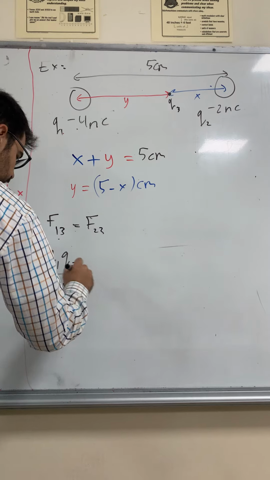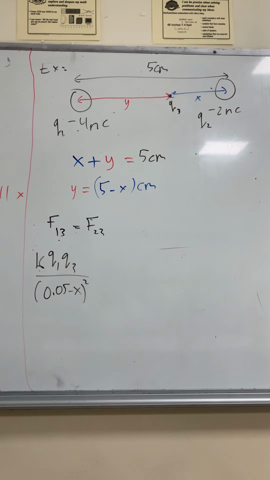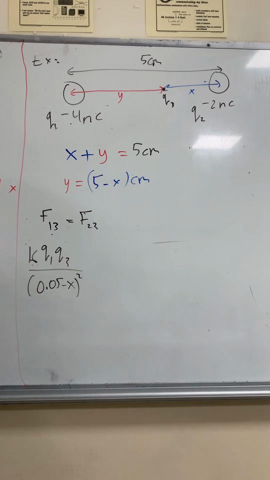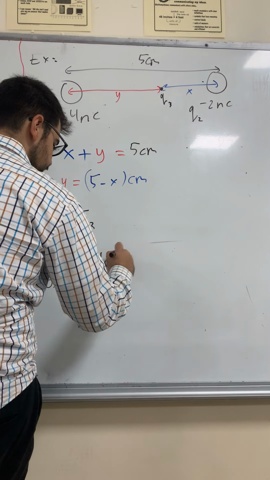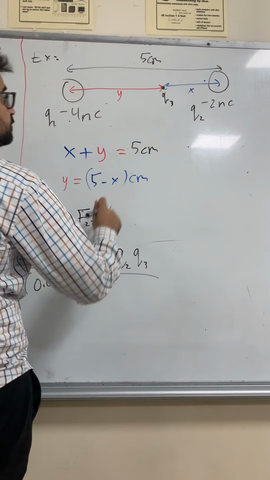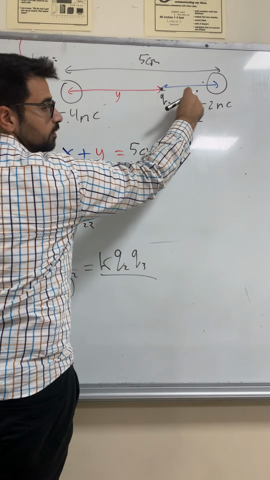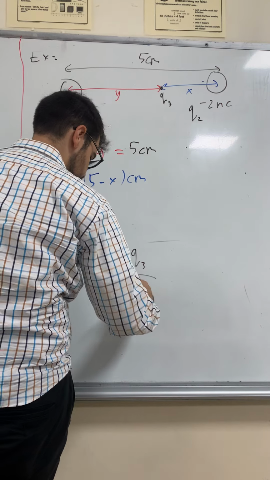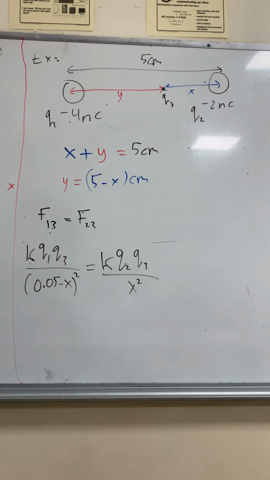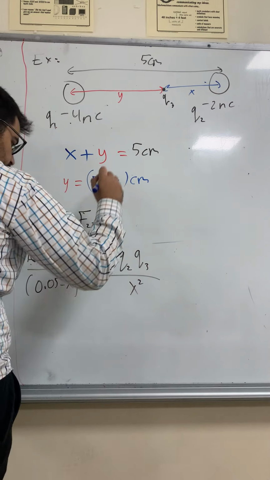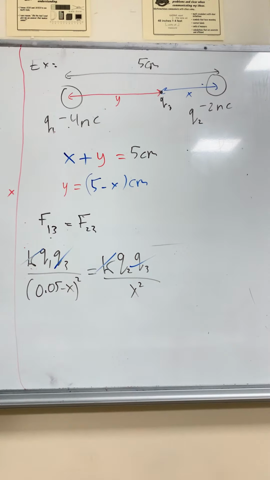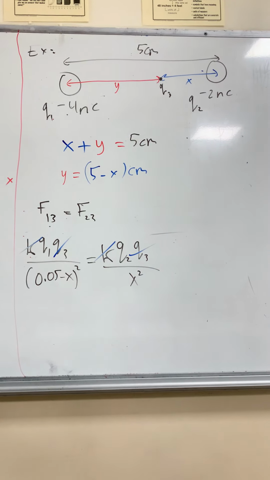Y squared. Coulomb's law, K Q1 Q3 over distance between them squared, is equal to K Q2 Q3 over what's the distance between 2 and 3? x over x squared. What is cancelled? Same thing. Q3 and K. Why are they cancelled? Because we don't need them, it's on both sides.